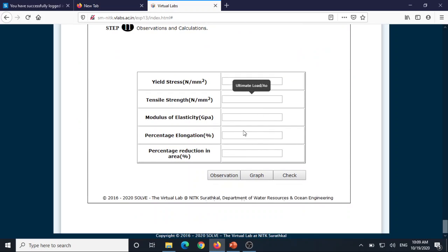And tabulate, and using the formulas, calculate the yield stress, tensile strength, modulus of elasticity, percentage elongation and percentage reduction in area.